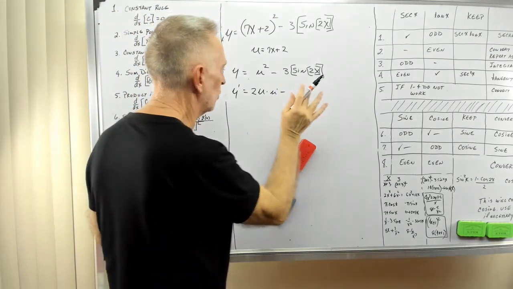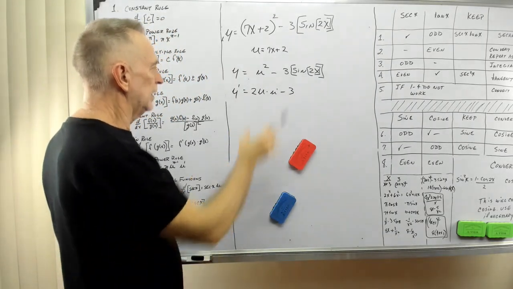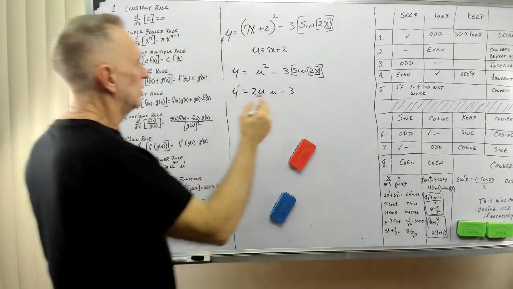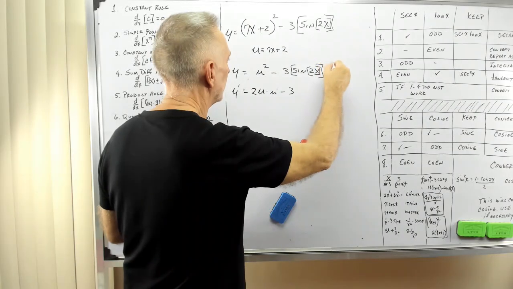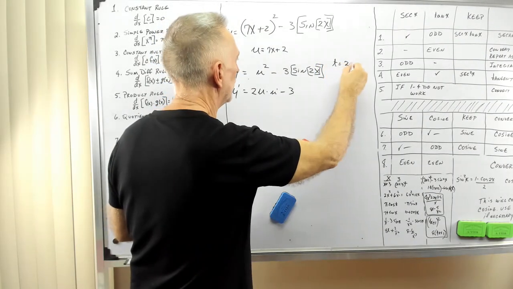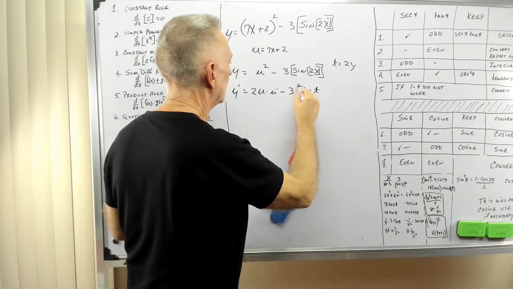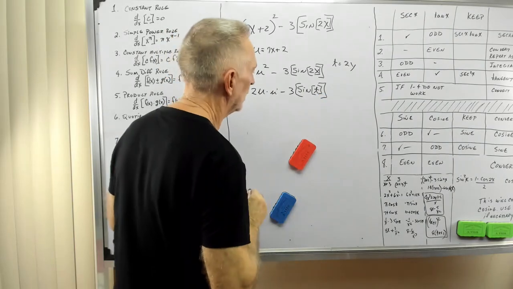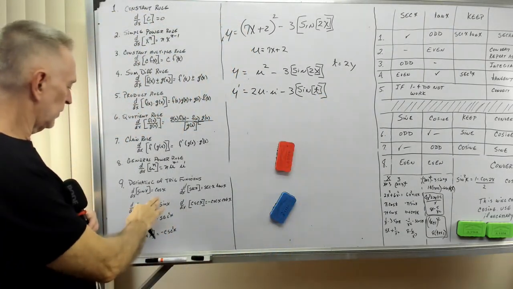Minus, constant multiple rule here. I can pull the 3 out of this. And now the chain rule on sine 2x. Let's let t equal 2x. So now I have sine t, outside function, inside function. What's the derivative of sine? Cosine.